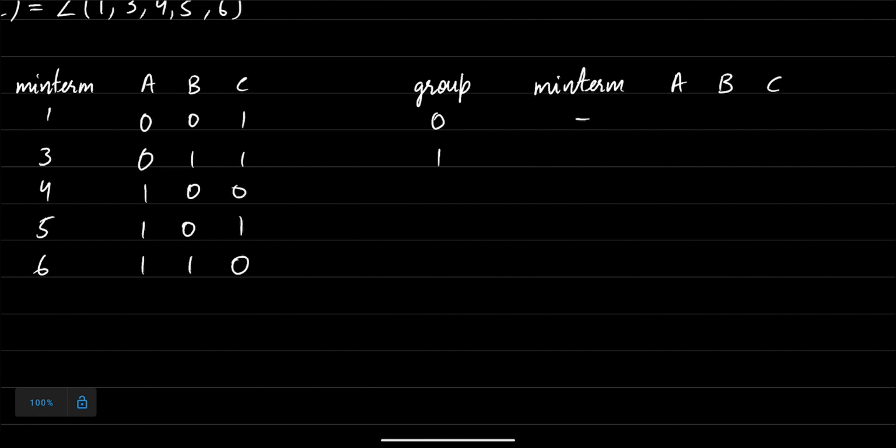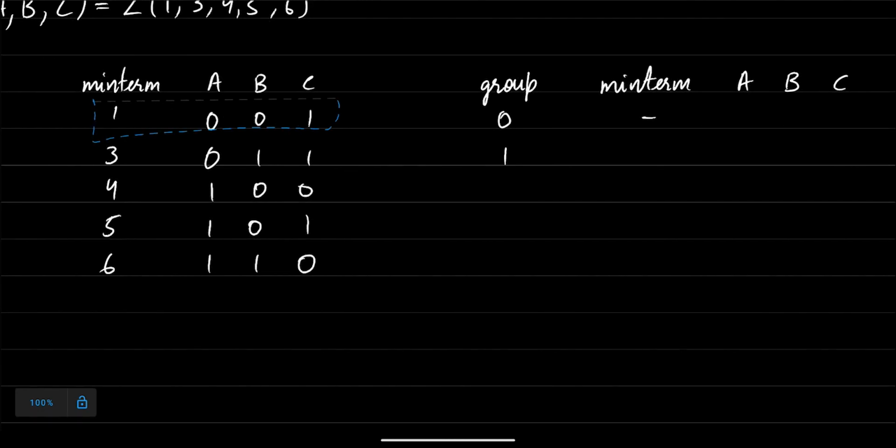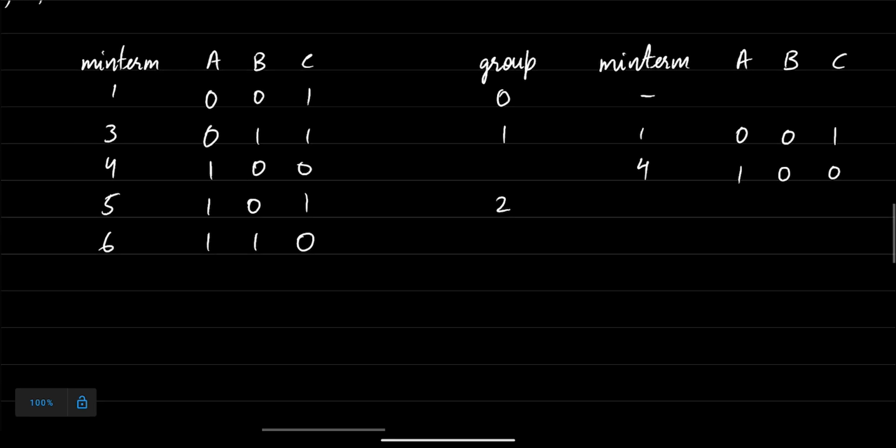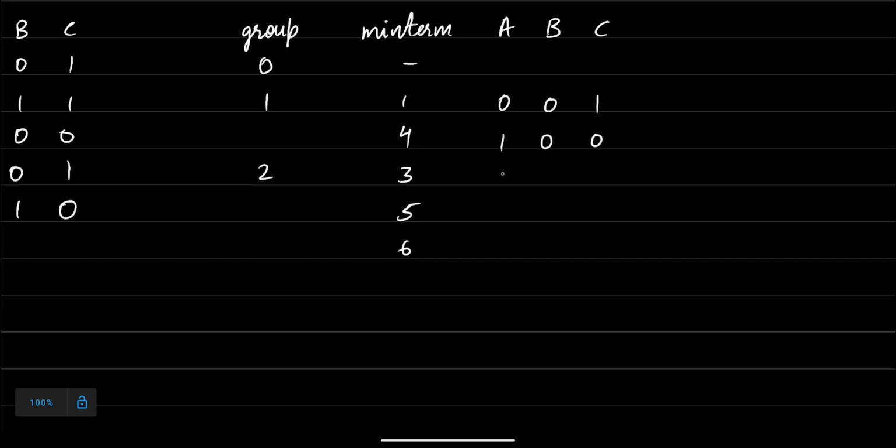Now we move on to group 1, and we can see that minterm 1 and minterm 4 have a singular 1 in their binary representation, so they will go into group 1 in the next table, and we write out the binary representation alongside them: 0 0 1, 1 0 0. And similarly, group 2 will have 3, 5 and 6 in it, because 3 has 2 ones, 5 has 2 ones, and 6 has 2 ones. So 3, 5 and 6. Now we have to write out their binary representations as well: 0 1 1, 1 0 1, 1 1 0. Now that's our first step done.